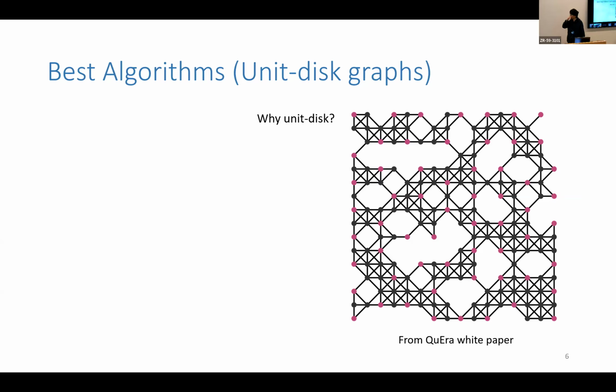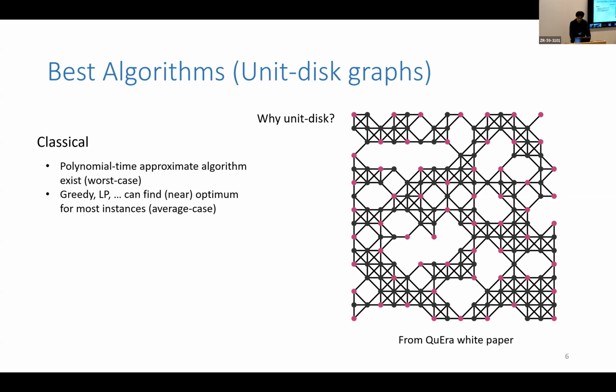So here is an example of a 2D lattice that can construct a unit disk graph. And what about solving the maximum independent set problem on this unit disk graph? It turns out that such graphs are much easier than general cases. And even in the worst cases, there are polynomial time approximation algorithms.